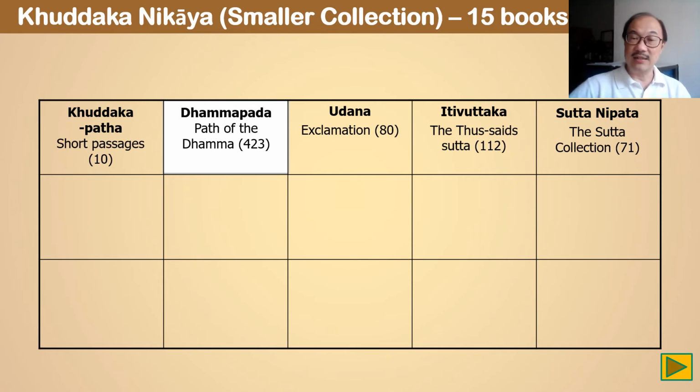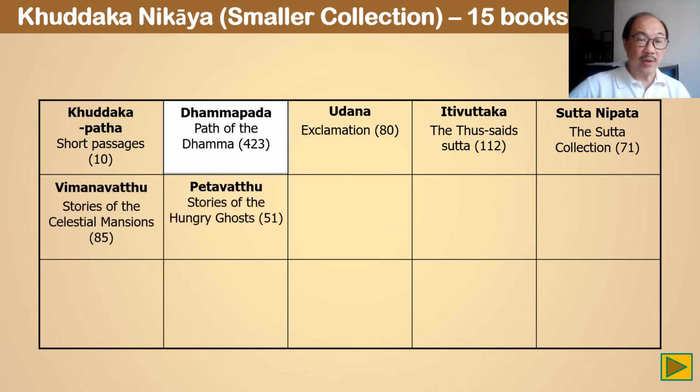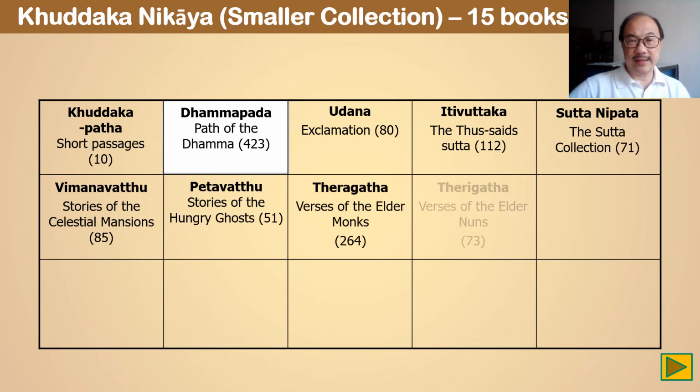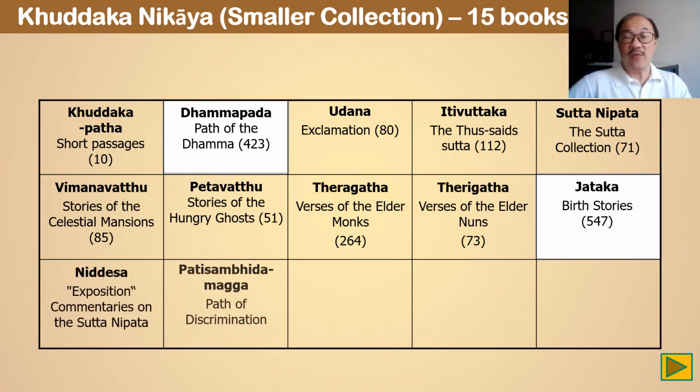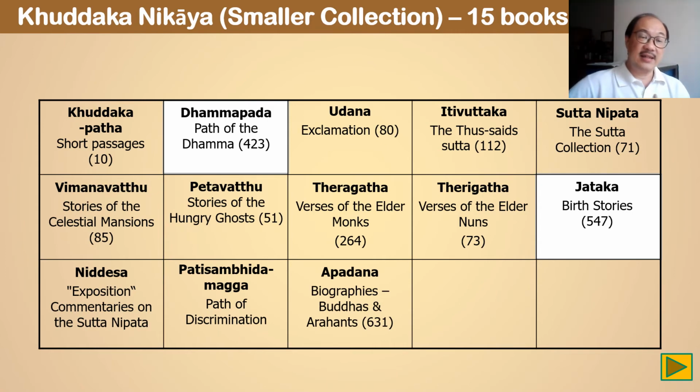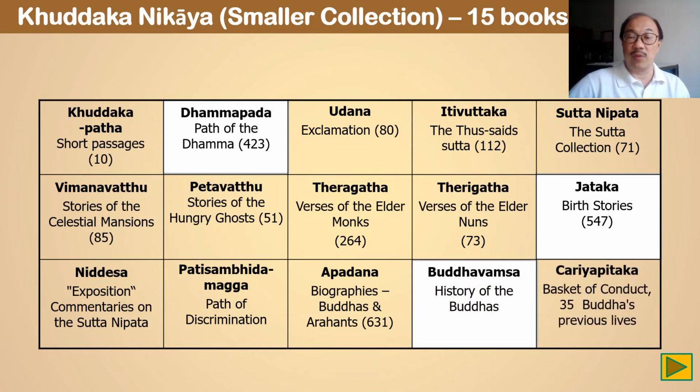You have the Itivuttaka, the Thus Said Sutta, Sutta Nipata, the collection of suttas, and you also have Vimanavatthu, the story of celestial mansions, and Petavatthu, the story of the hungry ghosts. So you can find all the information over there. And the next group is the Theragatha. Theragatha is the verses of the elder monks, all the arahants, and Therigatha is the verses of the lady arahants, the nuns. And we have the Jataka stories. Wow, 547 birth stories of the Buddha, and then the rest are the Niddesa, Patisambhidamagga, path of discrimination, Apadana, biography of the Buddhas and Arahants, as well as the Buddhavamsa. Buddhavamsa is about the history of the Buddha, and so on.